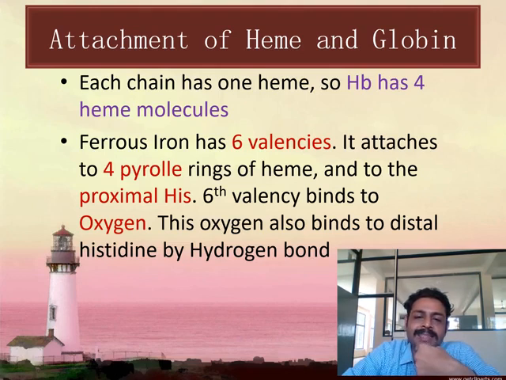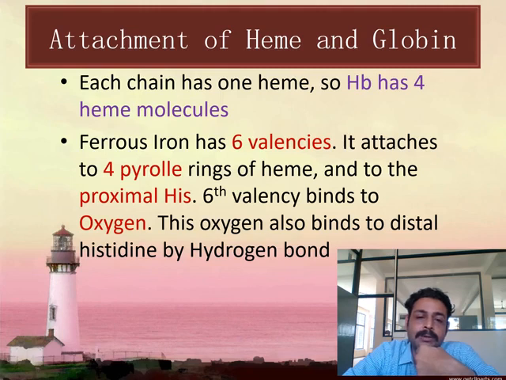But iron's valency is 6. So the fifth valency is satisfied by the proximal histidine. Proximal histidine is in the globin. This is heme, iron is in the heme. Heme is not a protein. This iron, four pyrrole rings are attached with the iron. The fifth valency is satisfied by the protein, the globin protein. In the globin, there is a proximal histidine.